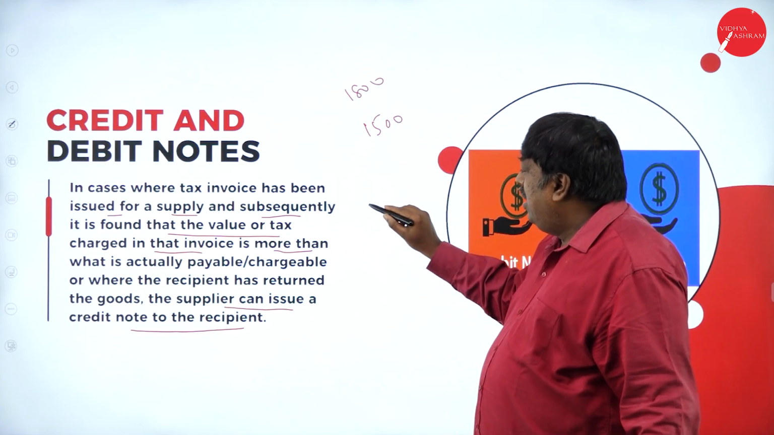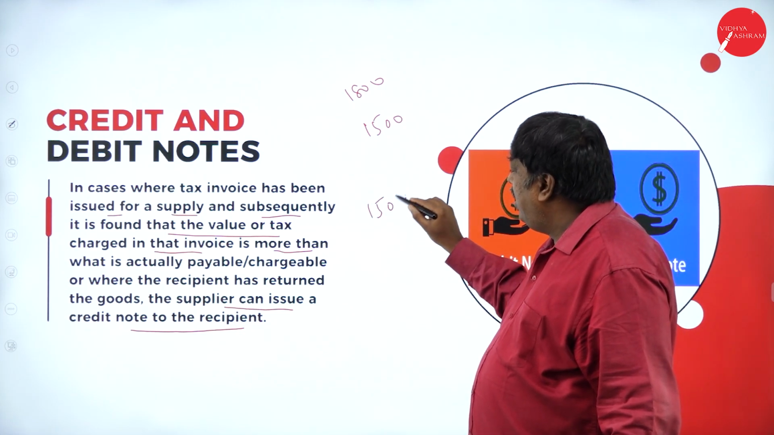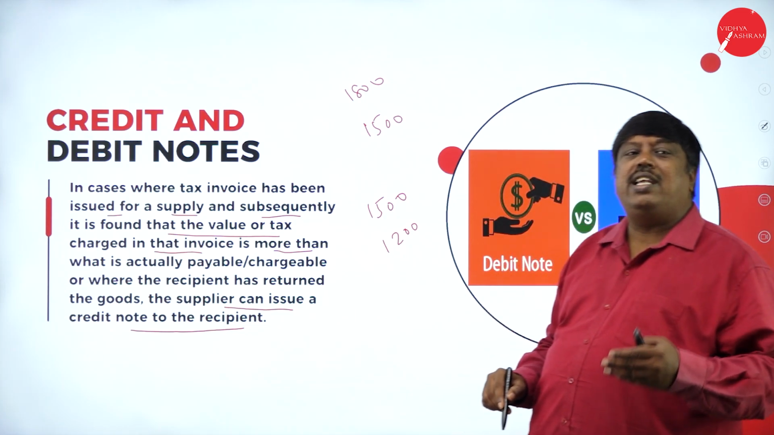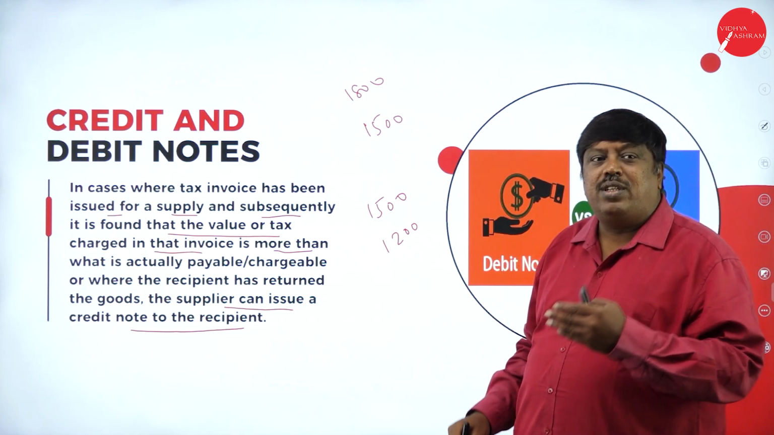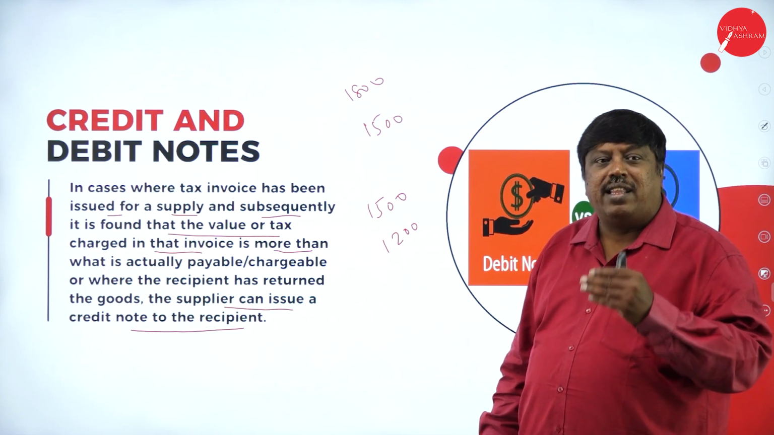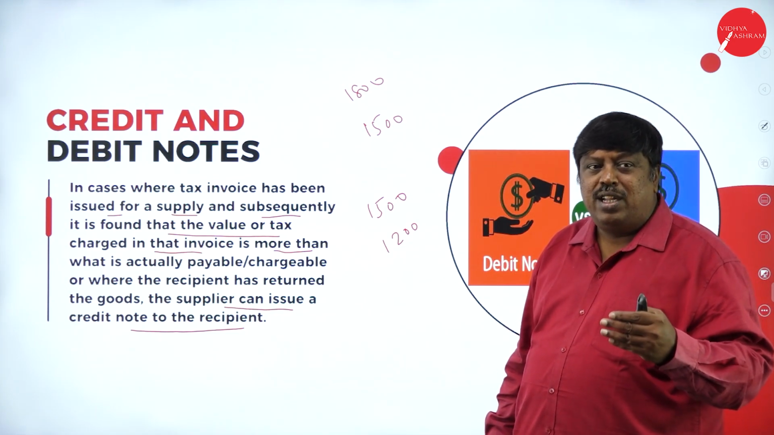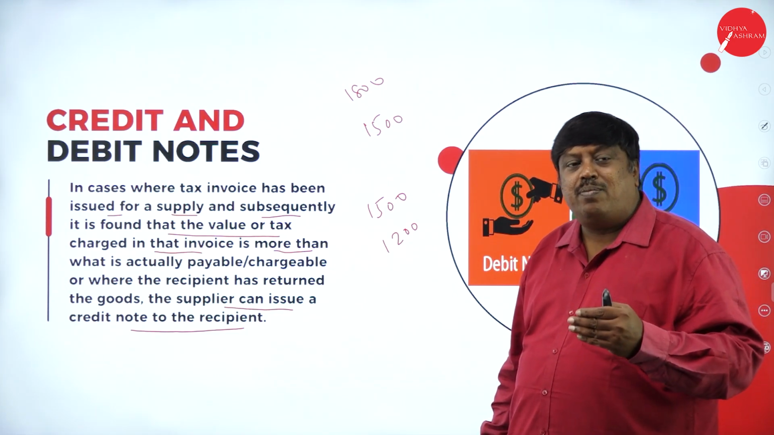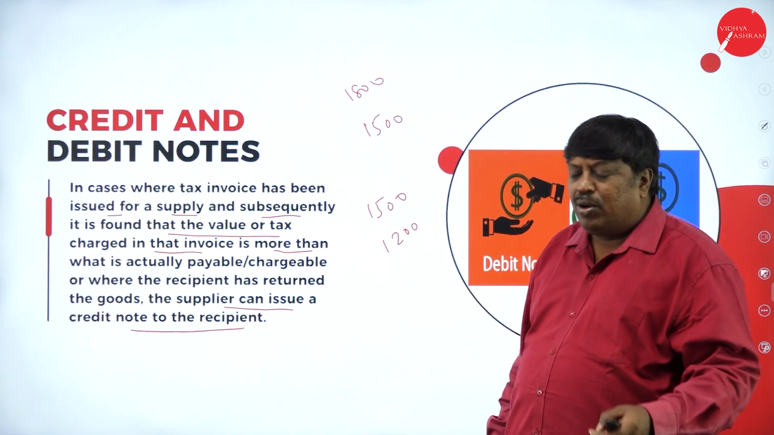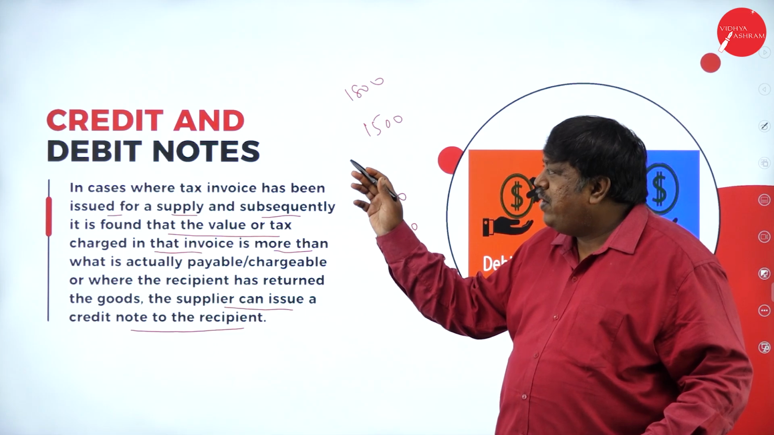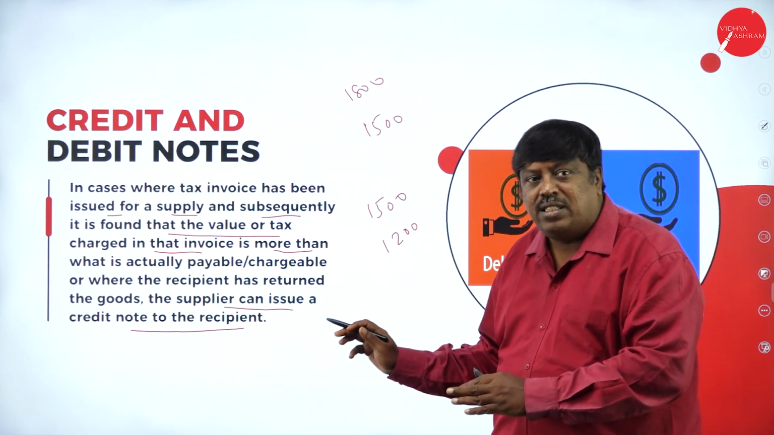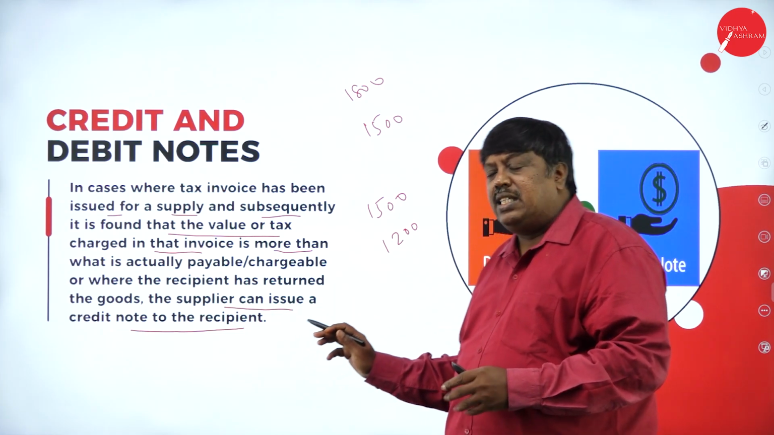For example, the tax is actually 1,500 and we have collected only 1,200. So we have to issue a debit note. That's it. What is a credit note? When an excess amount is collected, at that time we issue the credit note. When a shortage or lesser amount is collected, then we issue the debit note. This is the difference between credit note and debit note, and it is a compulsory question for 2 marks. Go through this and understand.